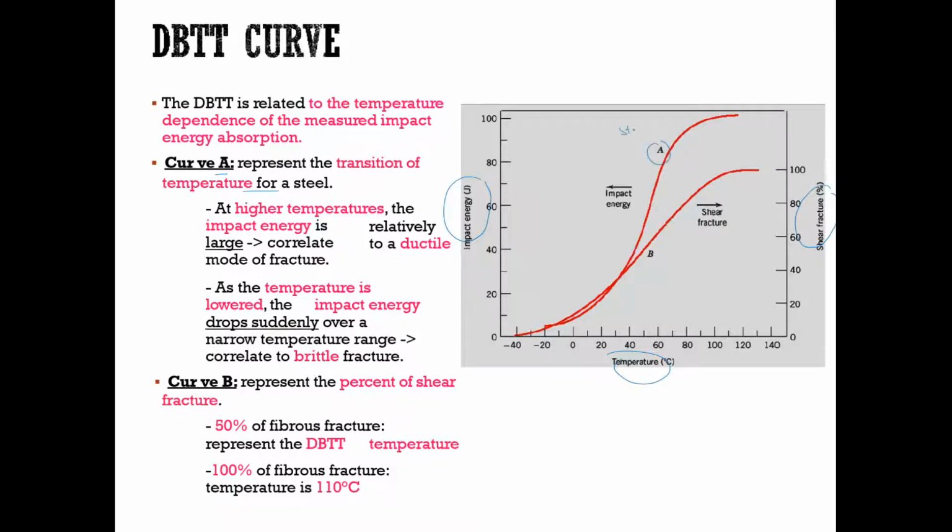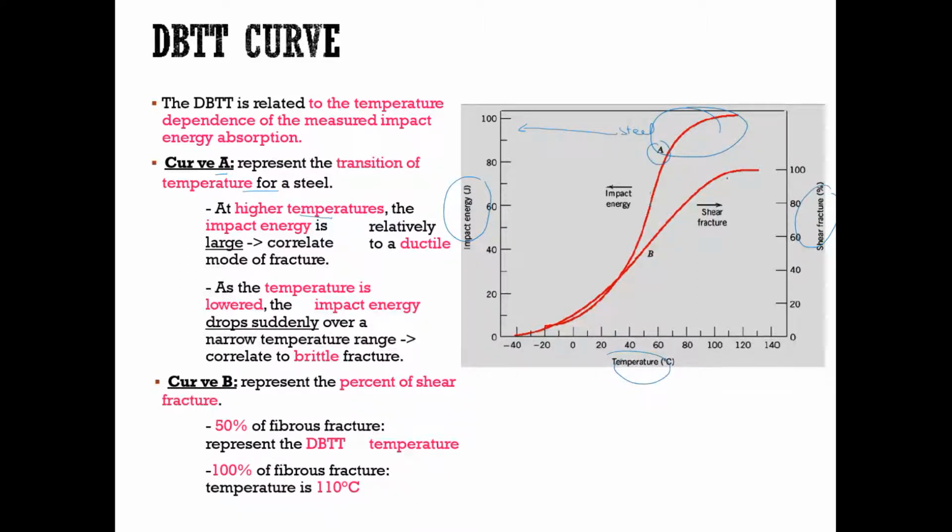This is steel material. And then what does it say? In this curve A, at higher temperature, the impact energy is relatively large, correlating to a ductile mode of fracture. As I mentioned previously, at higher temperature, somewhere here, the impact energy is quite large, around 80 to 100 joule. So it will correlate to a ductile mode of fracture.